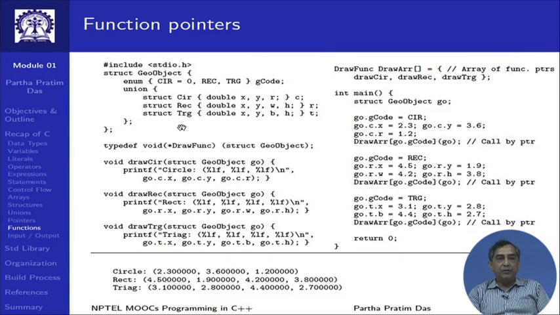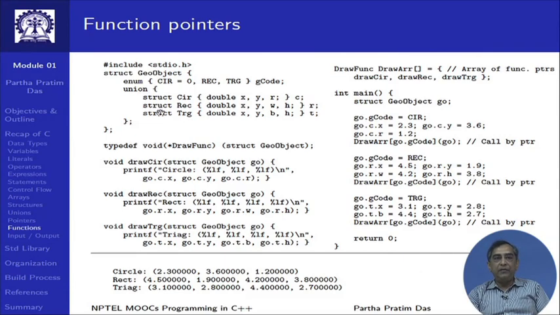We make a union of all these, because a geometric object is any one of them. Given a particular geo object, it could be either a circle or a rectangle or a triangle. Now, how do I know which one it is? For that, in this structure we are using another enumerated value, G code, which keeps one of the codes CIR, REC or TRG.